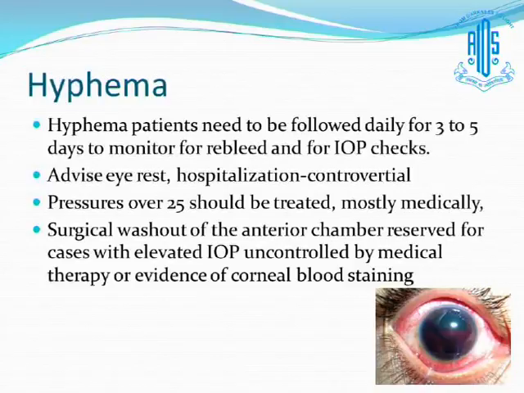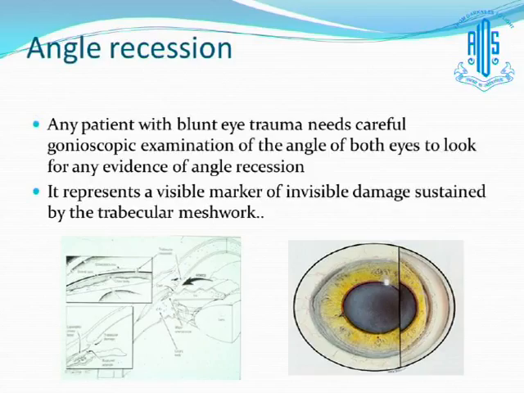Most of the Western literature favors hospitalizing a patient with the hyphema, but in the Indian scenario we don't have such a protocol as such. Pressure over 25 should always be treated mostly medically, and a surgical washout of the anterior chamber is reserved for cases with elevated IOP uncontrolled by medical therapy or if there is evidence of corneal blood staining. Now we come to the most common and the most widely discussed entity, angle recession.